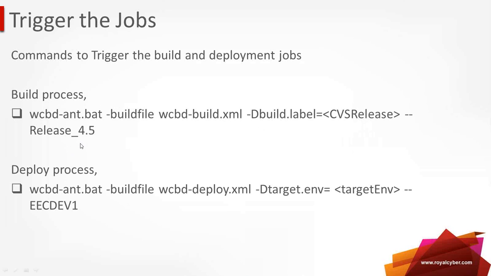The alternative option is that you just perform the build, verify that your build process completed successfully, and then run these commands optionally and specify the target environment name, such as this EEC dev1. This basically says run the deployment for the dev environment.